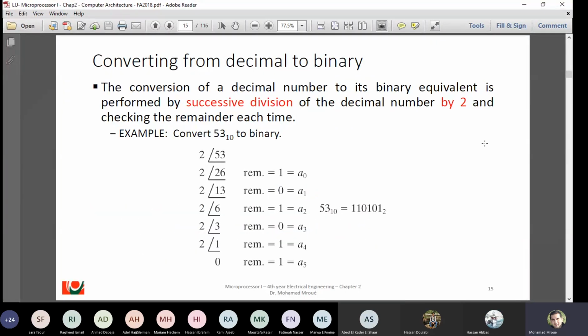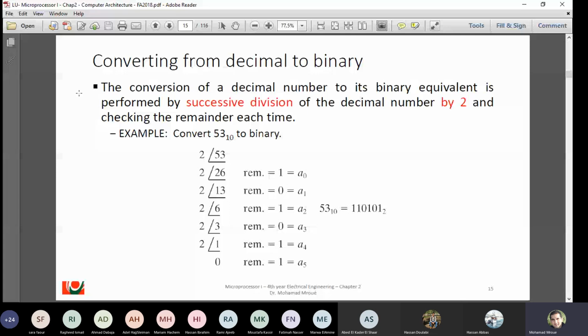Now, converting from decimal to binary. The conversion of a decimal number to its binary equivalent is performed by successive division of the decimal number by 2 and checking the remainder each time. For example, if the question is to convert 53 base 10 to binary, we start by dividing 53 by 2. So we get 26 and the remainder is 1.